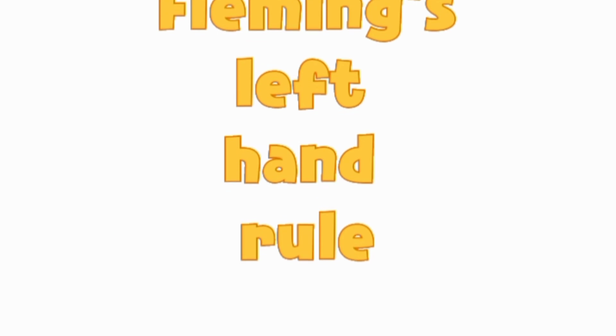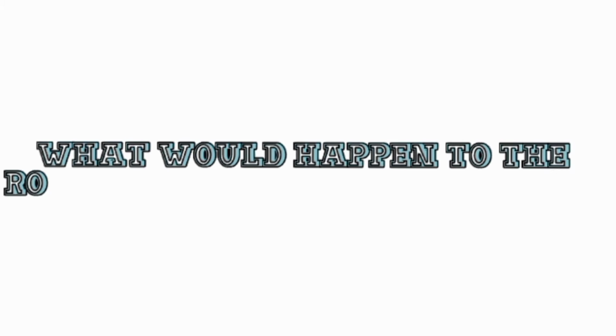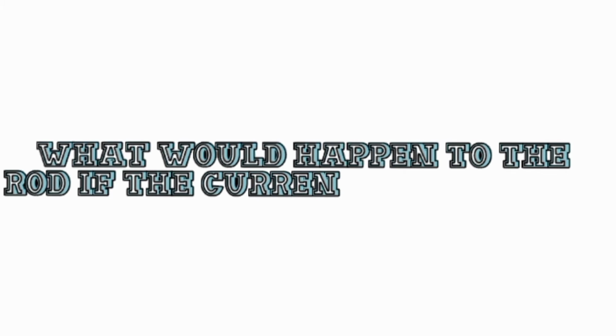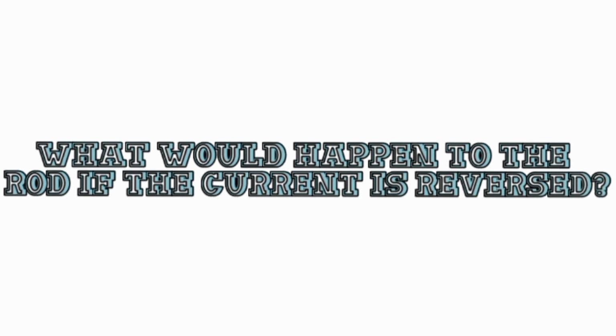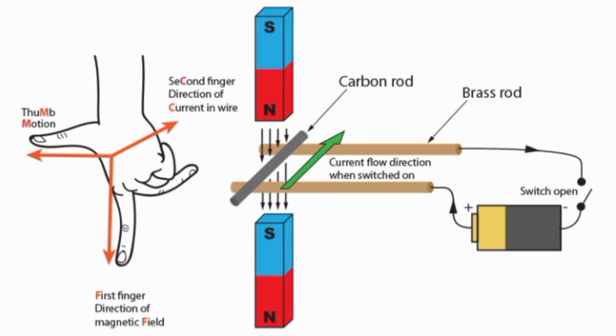Regarding this, there will be some questions that will come into your mind. The first one would be, what would happen to the rod if the current were reversed? Can we use Fleming's left hand rule after reversing also? The answer is yes. Even if you reverse the direction of the current in the rod, you can still use Fleming's left hand rule, just like before.